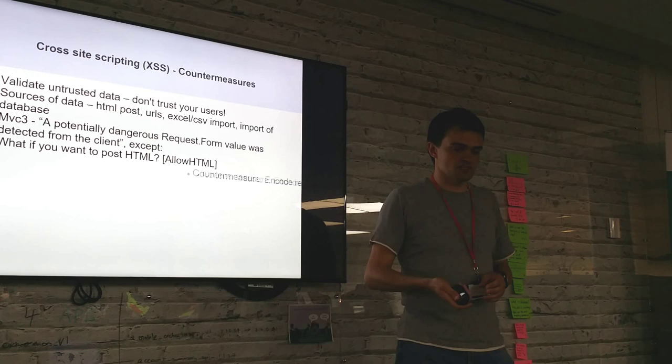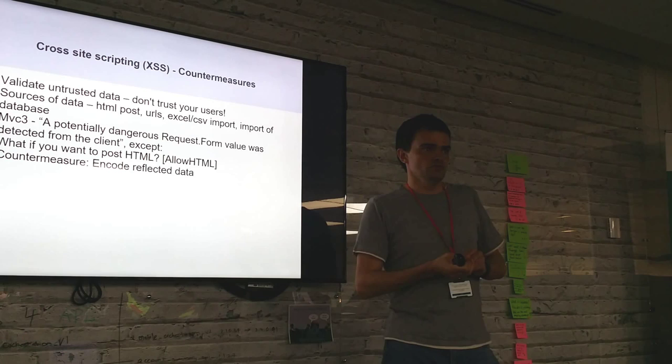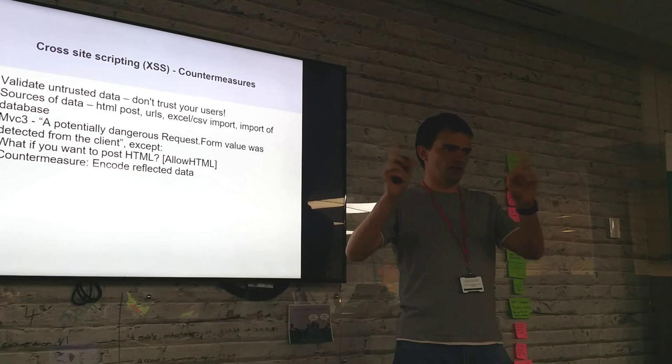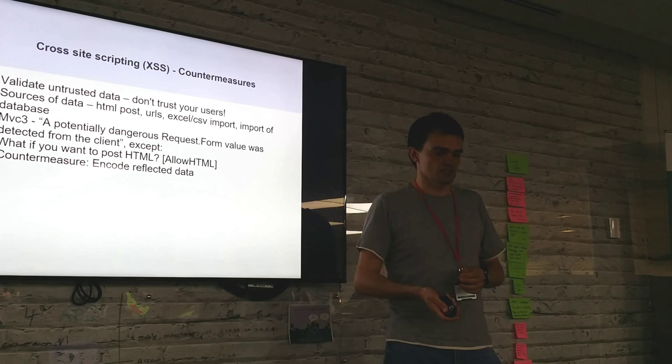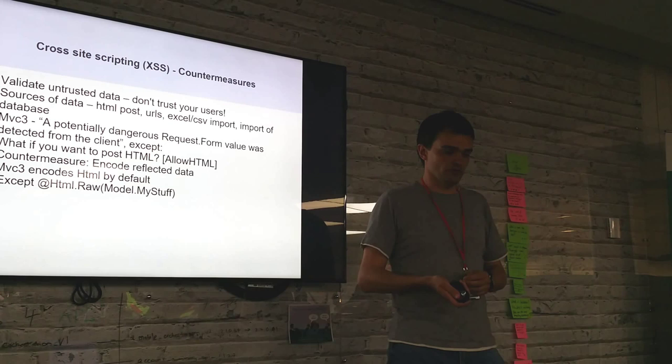Encode all data. You can do something called HTML encoding and decoding. You encode the data so it looks like what they intended rather than reflecting HTML, for instance. MVC encodes HTML by default, and if you want to get around that, you use Html.Raw.